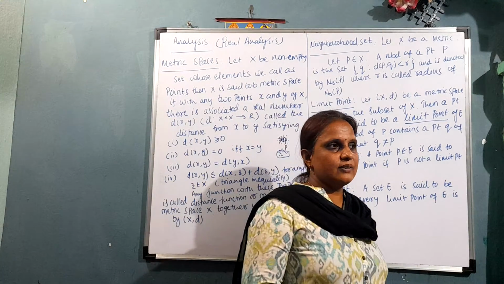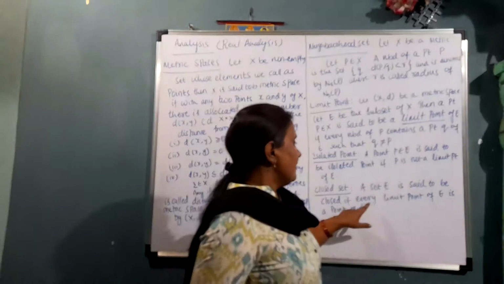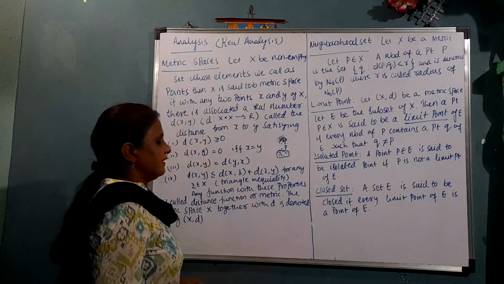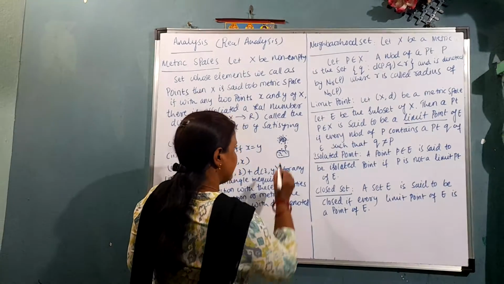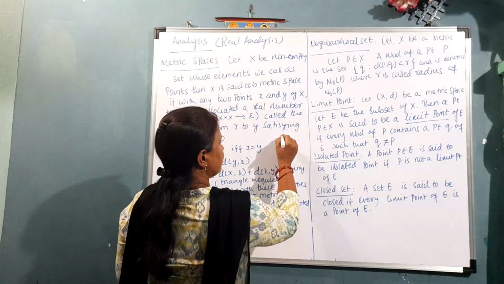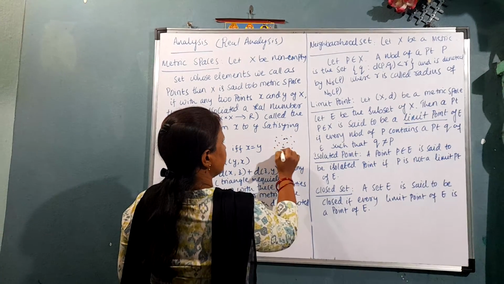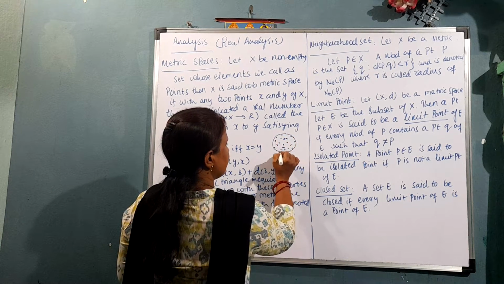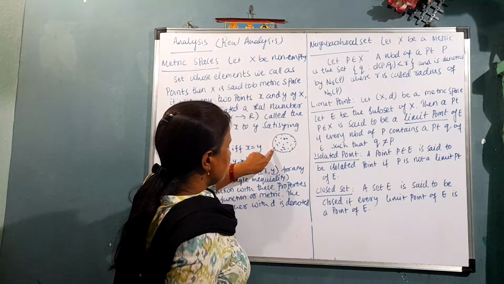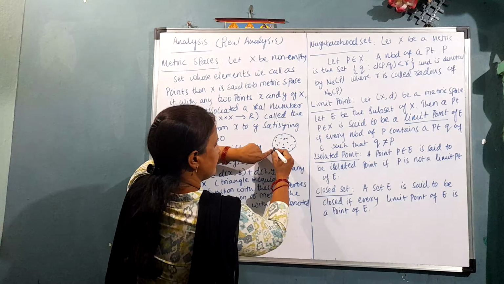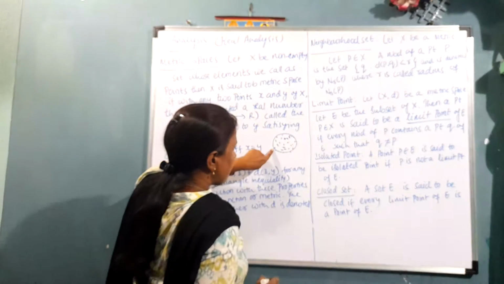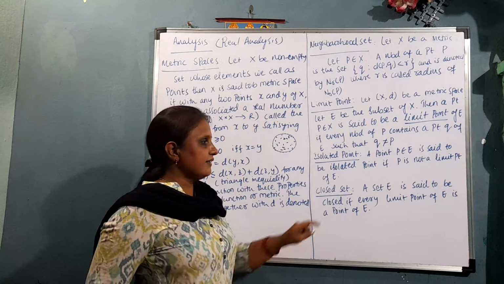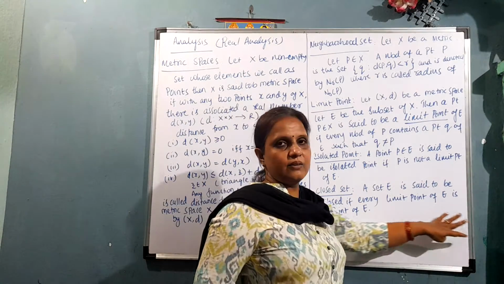A set E is said to be a closed set if every limit point of E is a point of E. That is, whenever we take one set with certain points, suppose this is the boundary, and on this the points are present. Suppose these are the points such that all the neighborhoods of these points are falling in this set E, and if this point is also belonging to E, then it is called a closed set. Otherwise, we call it not a closed set.